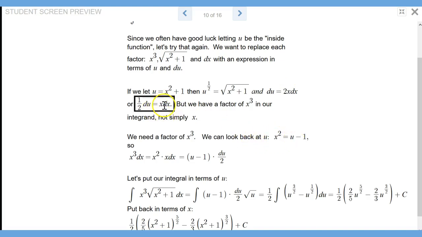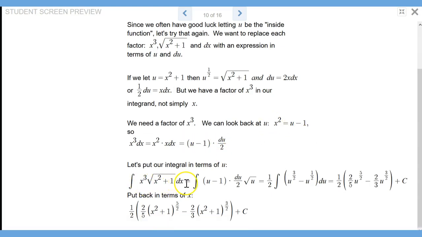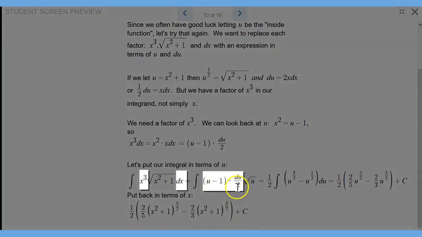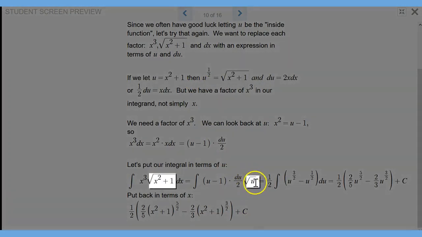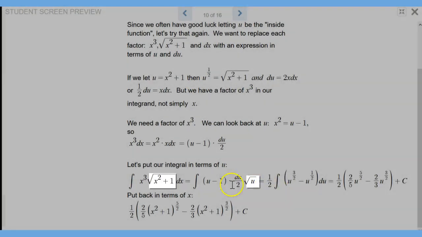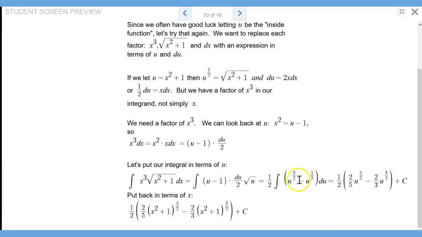And then since x times x squared is x cubed, I can replace that x squared with u minus 1. X cubed dx is going to be u minus 1 times du over 2. And then the square root of x squared plus 1 is going to be simply square root of u. So I can turn that into the integral of sums of powers and use the power rule on each of those. And then putting it back in terms of x, this is my solution.